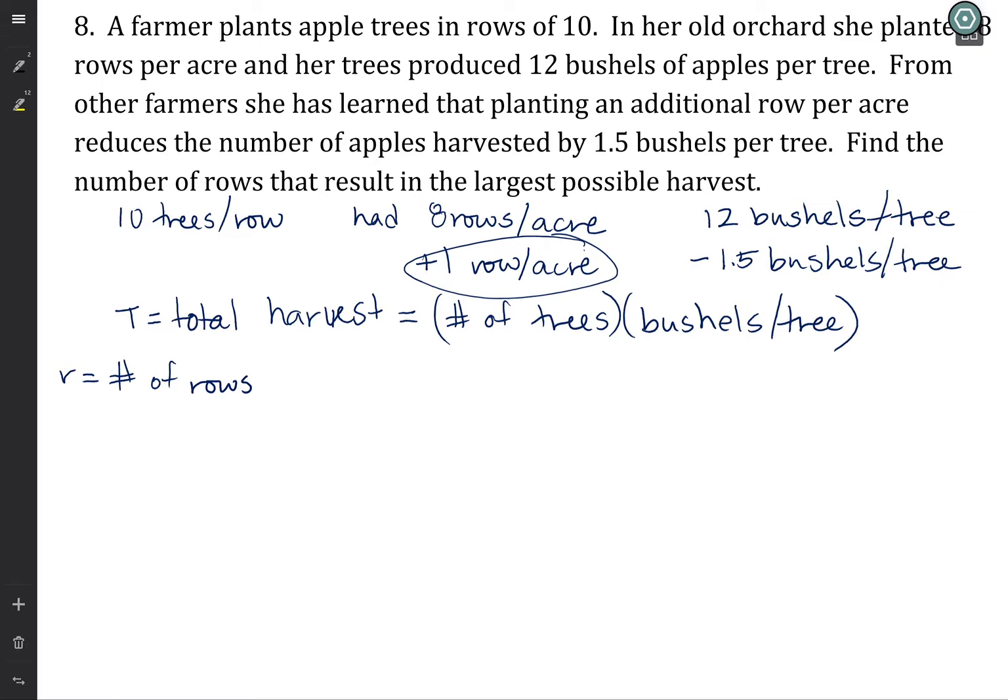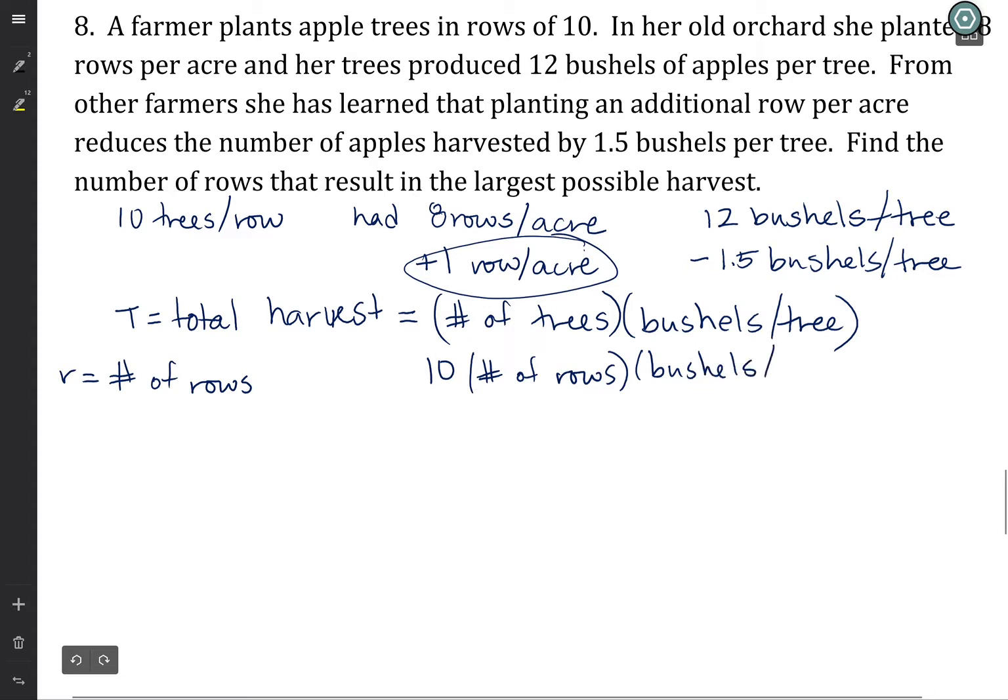Okay, so the number of trees is going to be our 10 trees per row times the number of rows. And then again, we need to multiply that by the bushels per tree. T equals. So now we can say, okay, the number of rows is R, and the tricky part of this setup is just figuring out a formula for the number of bushels per tree.